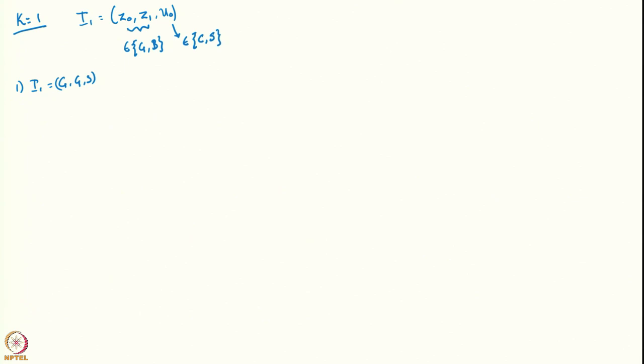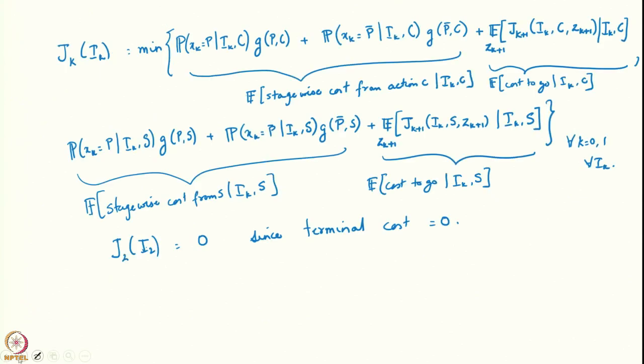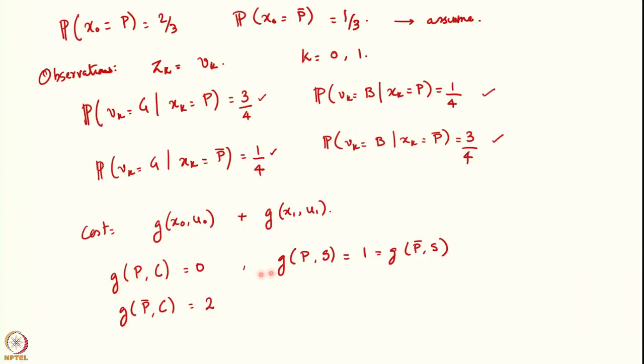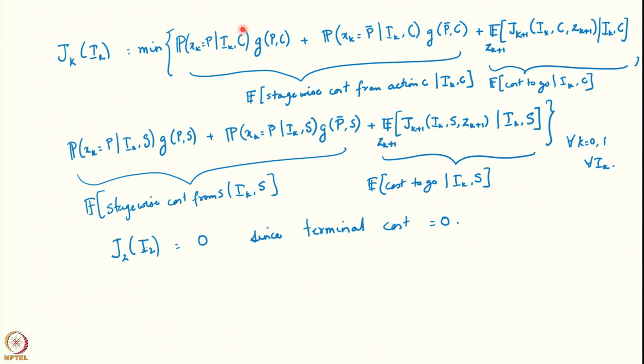Now as we go into calculating this, notice that the thing that we will need are these probabilities. We already know these functions. We know g of p comma c, g of p bar comma c, and so on. All of that is known to us through these expressions here, okay, it is known from here. So what we need to compute now very carefully is this, what is the probability of the state being xp given the information and so on. Each of these probabilities needs to be computed.